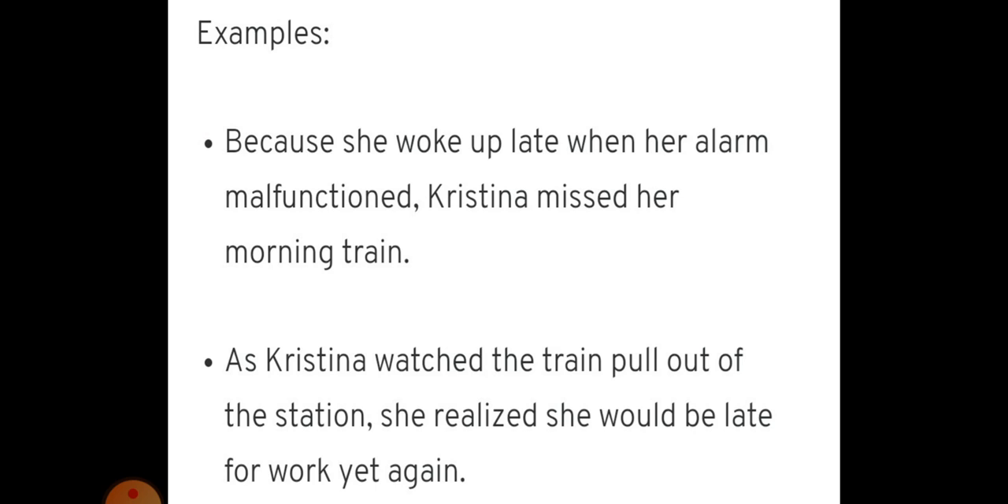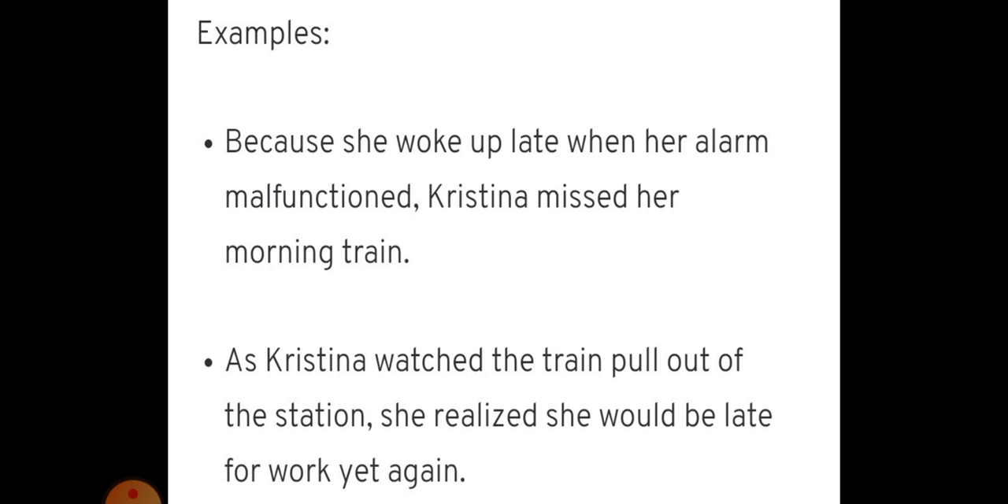Like, Christina missed her morning train. This sentence is complete in its sense. Okay, so this is the main clause. Because she woke up late when her alarm malfunctioned. Now this is the subordinate or dependent clause which depends on the main clause, Christina missed her morning train, in order to complete its meaning.